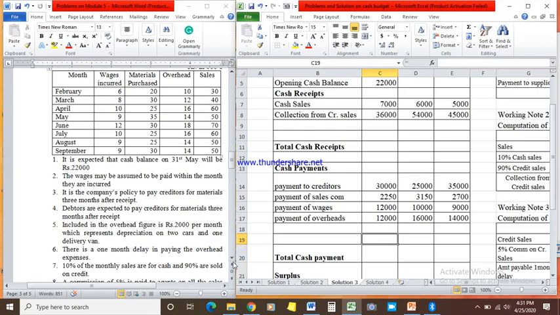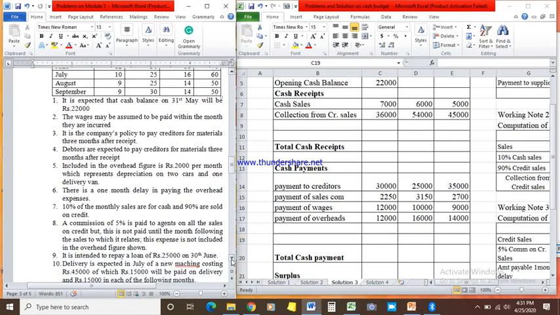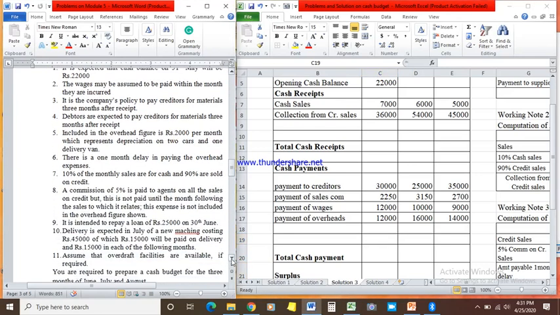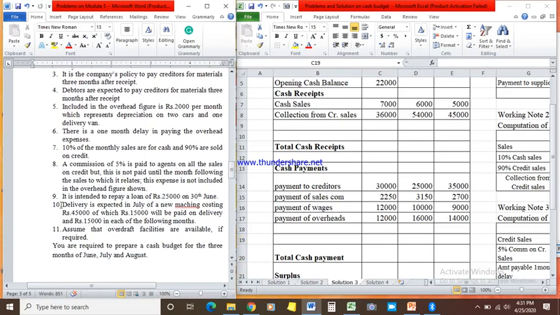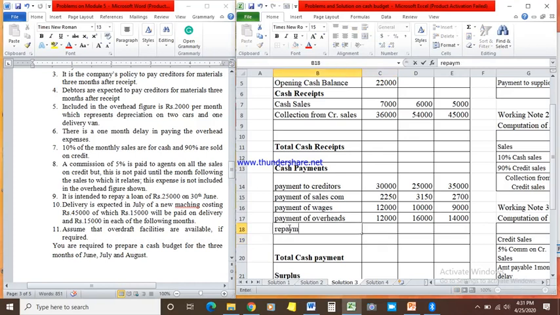Next, the 7th adjustment is also taken care of, and the 8th one is taken care of. Next, the 9th one: it is intended to repay a loan of 25,000 on 30th June. So I'll mention repayment of loan in the month of June, 25,000.